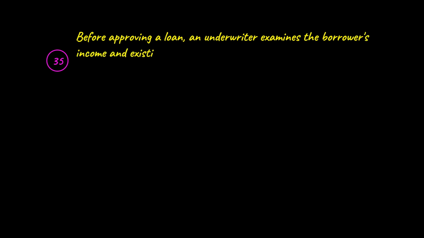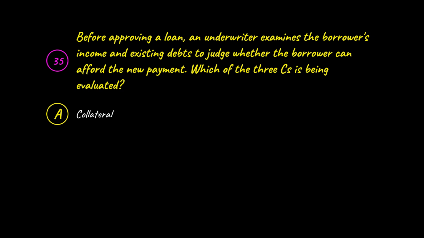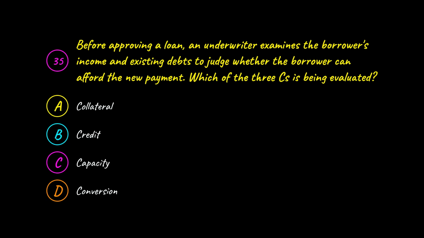Question 35. Before approving a loan, an underwriter examines the borrower's income and existing debts to judge whether the borrower can afford the new payment. Which of the 3 C's is being evaluated? Your options are A. Collateral, B. Credit, C. Capacity, D. Conversion. Before I reveal it, which one do you think is right?